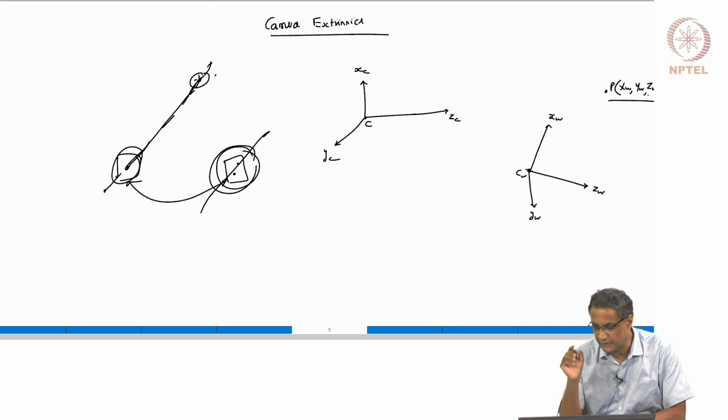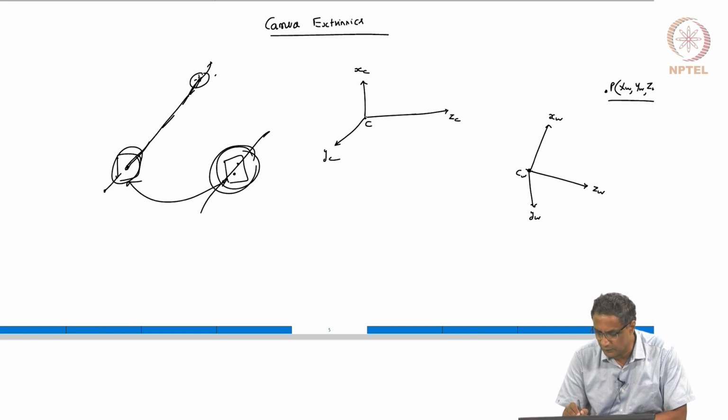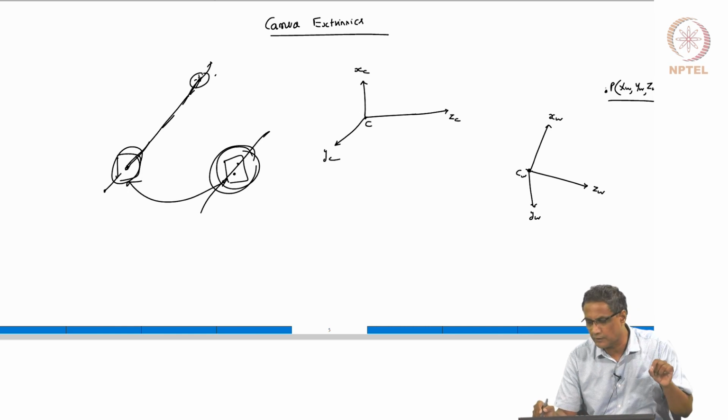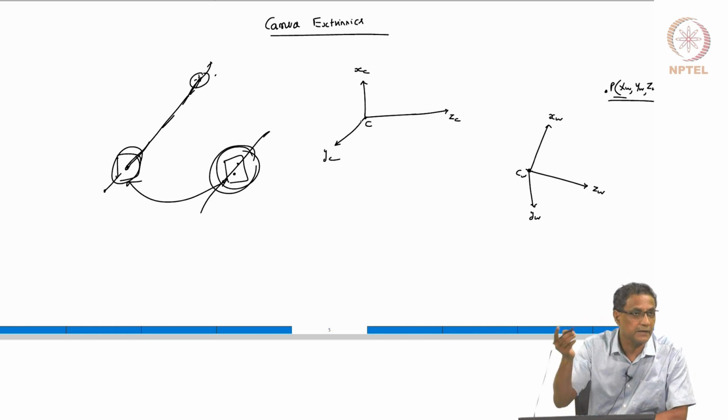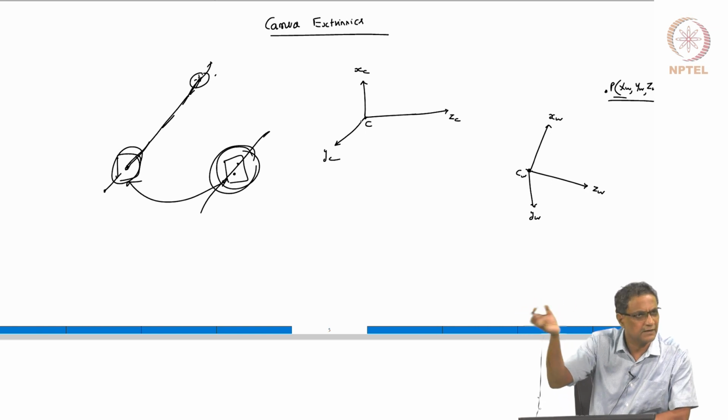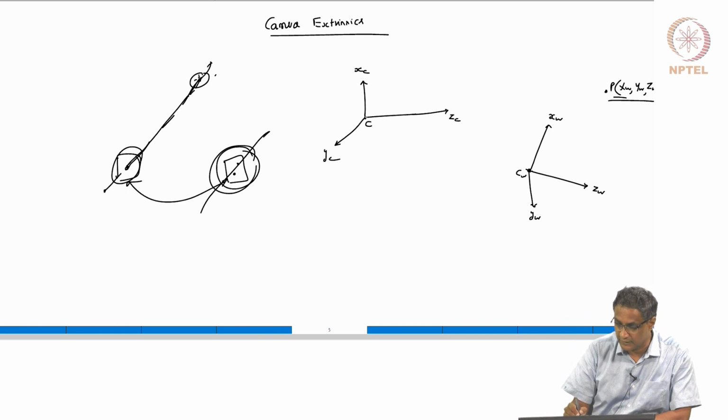Now the point is, we know how to say where this point will map on this image camera plane if this coordinate was expressed in terms of the camera coordinate system that we just now saw. If you tell me that it is XC, YC, ZC, I know where it will map, but now you are not telling me in terms of this coordinate system, you are giving me in terms of another coordinate system.